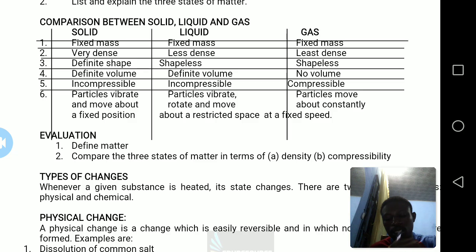So looking at types of changes in matter. That means the changes that matter undergoes. All right, there are changes matter undergoes. So matter, even as it exists in three states, it is possible that it can be changed. It can change from one state to another.